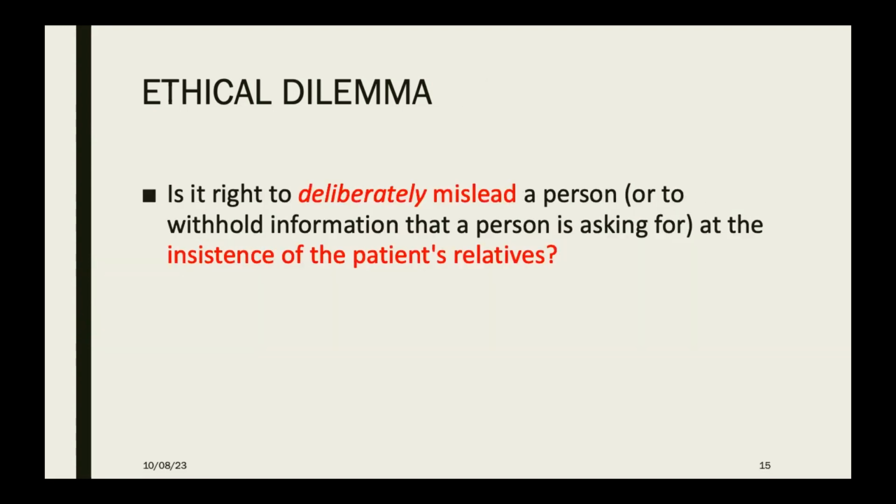So the question that comes here is, is it right to deliberately mislead a person or to withhold information that a person is asking for at the insistence of the patient's relatives? Is it wrong or is it right? Okay, so you will be faced with such a dilemma. You will need to then take a decision about how to deal with this particular situation. You know that the patient has all the rights because it is his autonomy.